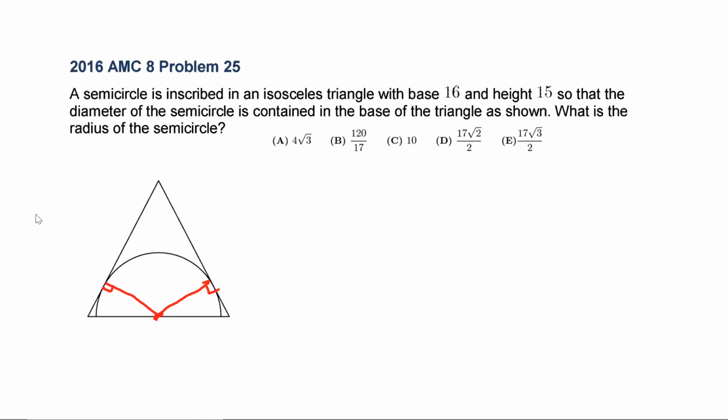So they tell us that the height is 15, so that length right there is 15. And the base here is 16, so half of the base on this side is 8. And they're asking us for the radius of the semicircle. Let's call that x, for example. Okay, so there are several ways you could solve this. I am just going to try and use similar triangles here.